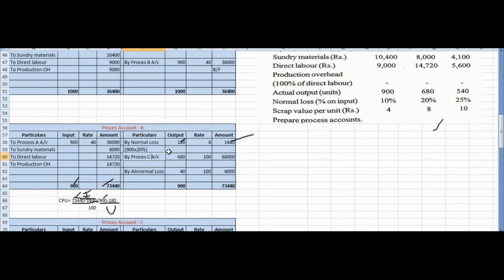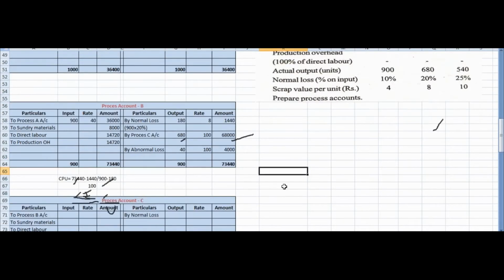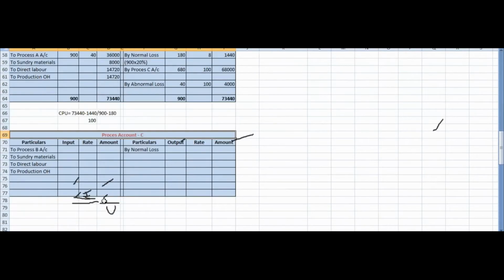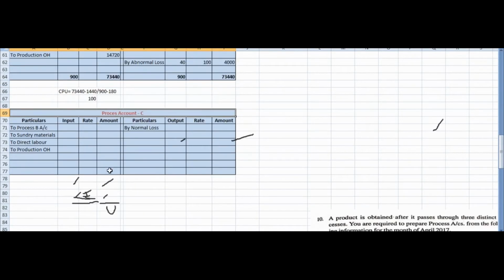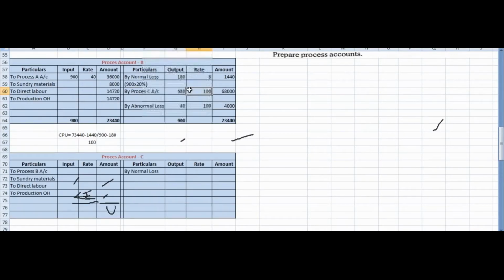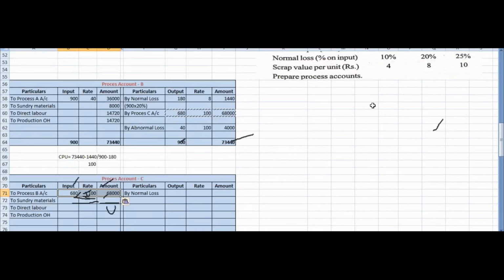It is transferred to C. Now you prepare process C now. Check it now. So in process C, first you have to take this one. Which one? 680 units at 100, 68,000. Just post this one to this side. So I just copied the same thing. Then you write the question now.